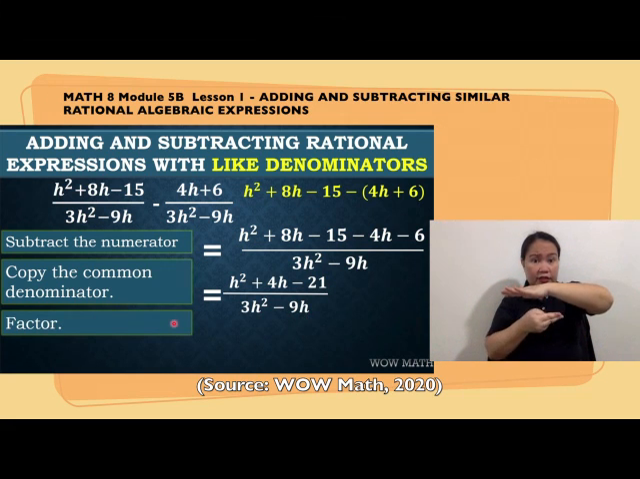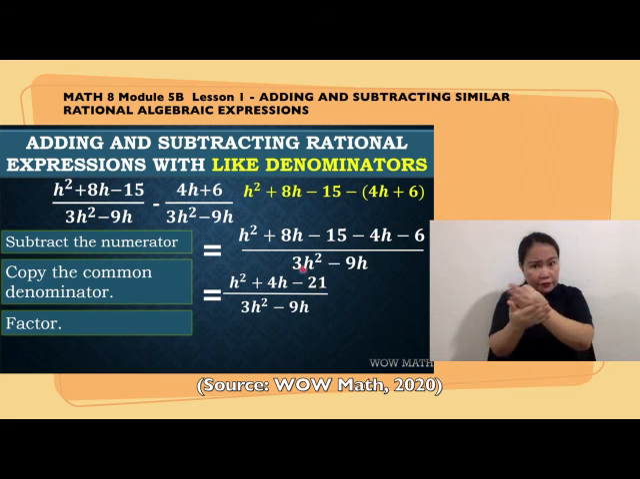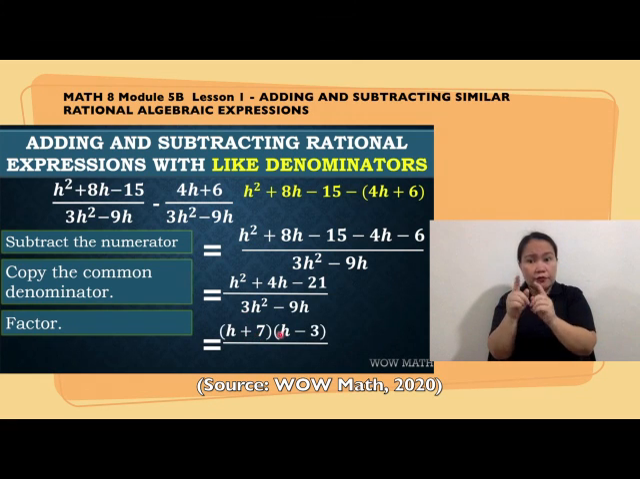Now, factor. So, this is an example of a general trinomial. Okay? So, hahanap tayo ng factor ni 21 na kung saan pag kinuha natin ang sum niya, ang magiging result is 4. Okay? So, we will have h plus 7 and times h minus 3. Okay. Kung medyo nakalimutan kung paano gawin ito, paano i-factor, pwede niyong balikan yung mga previous video natin para maalala at ma-recall kung paano mag-factor ng general trinomial.